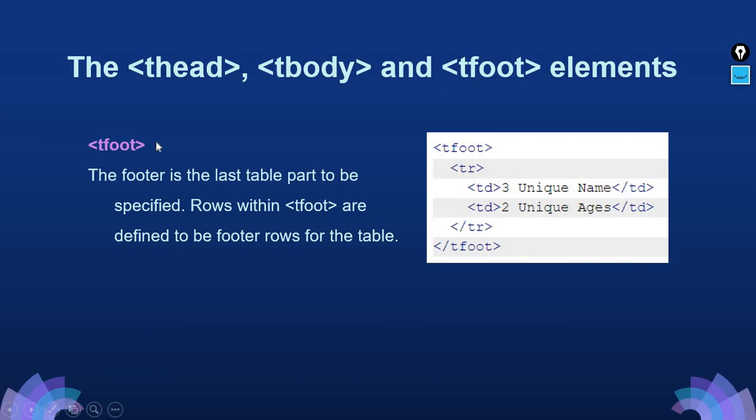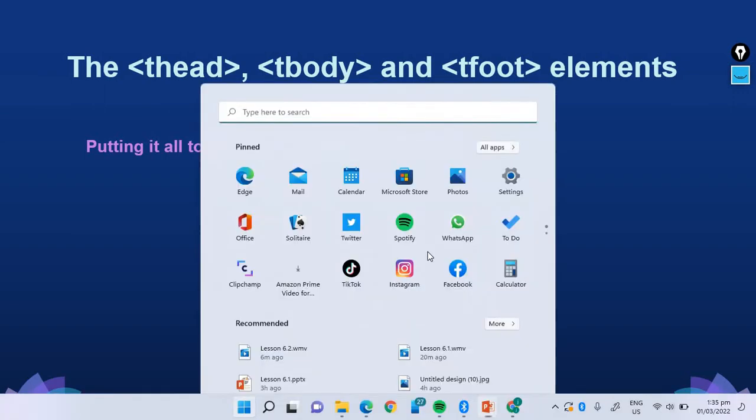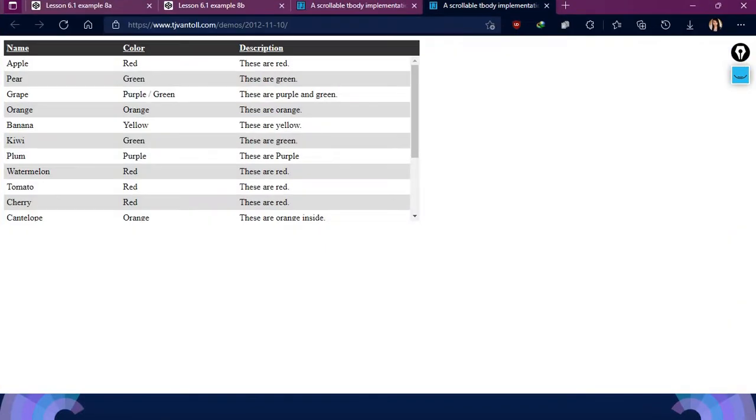And the tfoot element, the footer, is the last table part to be specified. Rows within tfoot are defined to be footer rows for the table. So here's an example of how you can use the tfoot element. Putting it all together, let's see example 9.